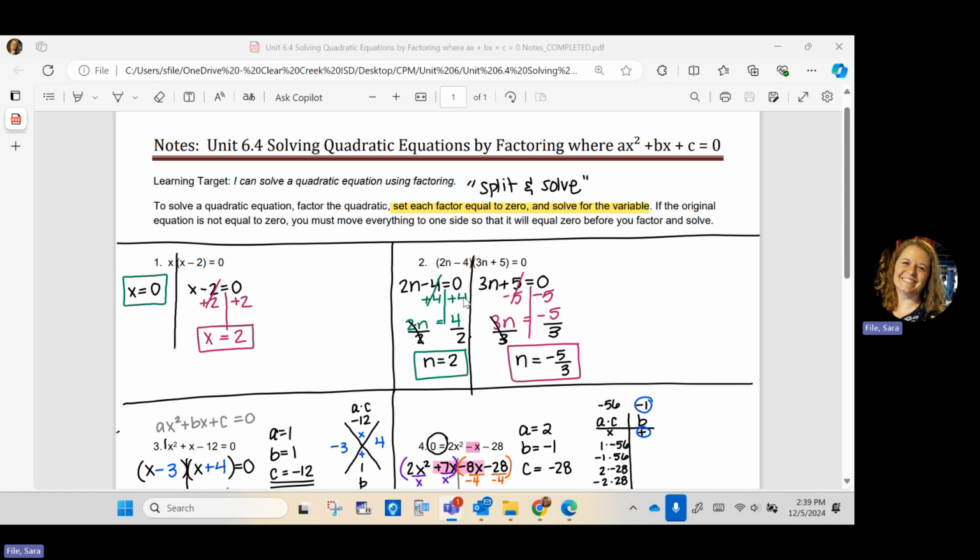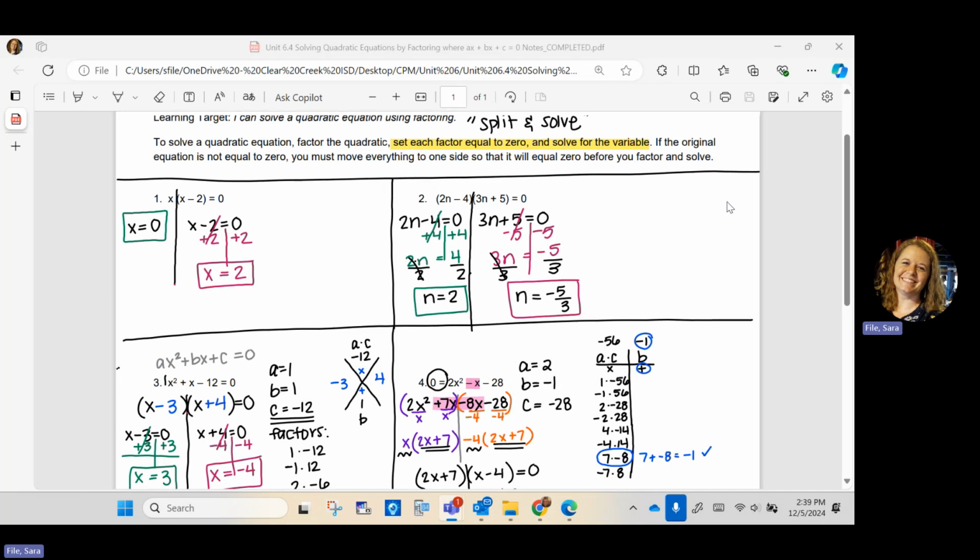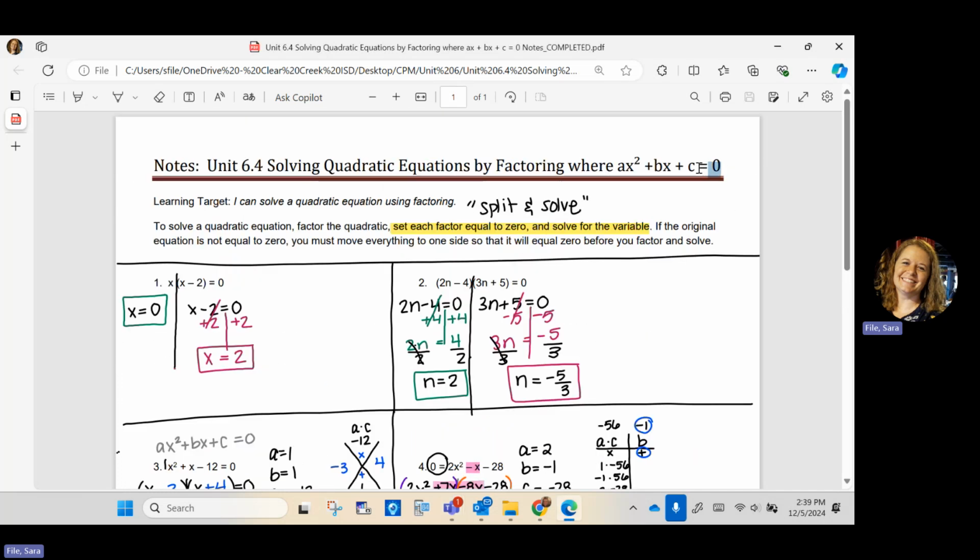Thank you very much. You just set these two factors individually equal to 0, solve each of them, and those are your solutions. What was more complicated in 3 and 4 is they weren't factored yet. So we have to combine what we learned earlier in the week and then add this step of split and solve. The equation needs to be set equal to 0 to be able to do this. That's what we're focusing on today, when it's equal to 0.